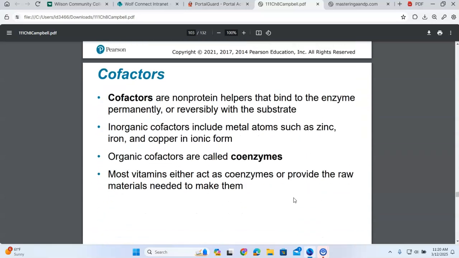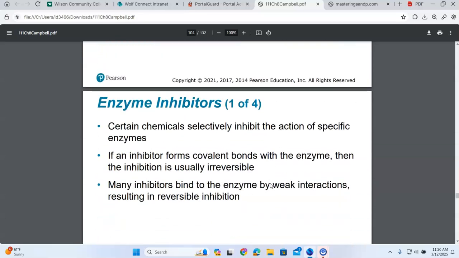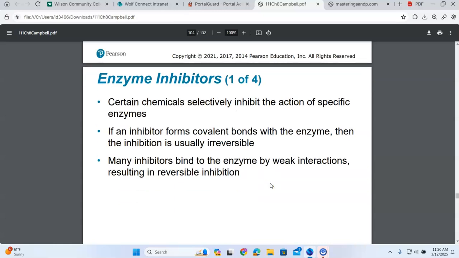All right, you do need to know what cofactors and coenzymes are. Cofactors are non-protein helpers that bind to the enzyme, either permanently or reversibly with the substrate. They can include metal atoms, such as zinc, iron, and copper. And if they're organic cofactors, they're called coenzymes. Vitamins can act as coenzymes. So they basically increase the enzyme's activity, or make it more effective.